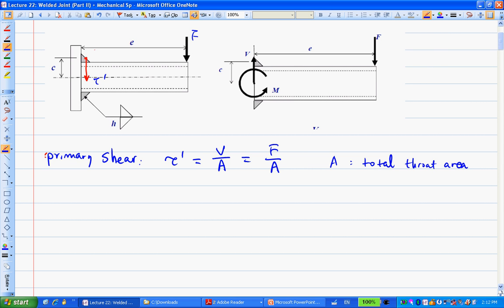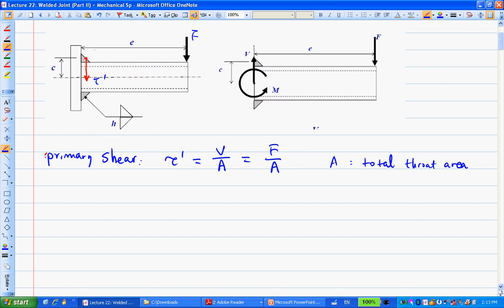Now, the second kind of stress is going to be caused by the bending moment. Technically speaking, we learned the bending moment causes what kind of stress? What's the name of the stress caused by the bending moment? From the first lecture review, it's called bending normal stress, right? However, here we're looking at welded joints.